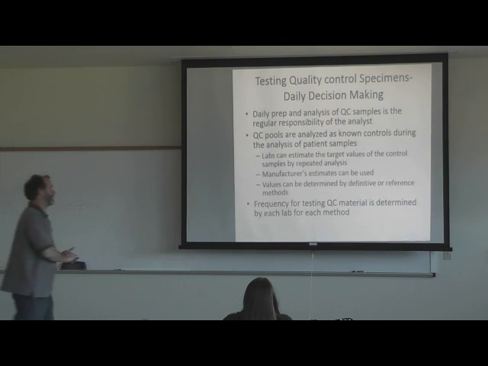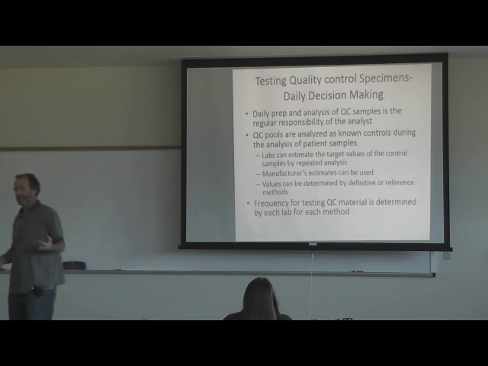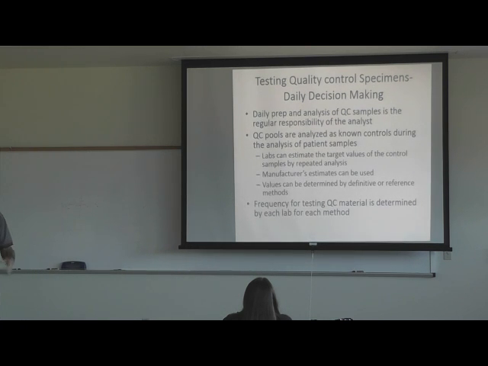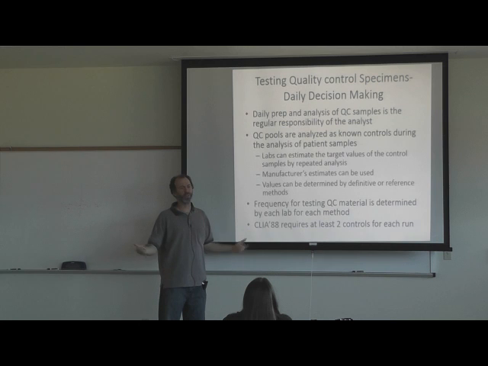Frequency of QC testing materials is determined by each lab for each method. So really, it could be whatever, but there are some recommendations. Like CLIA 88 will require at least 2 controls for each one. But what is a run?